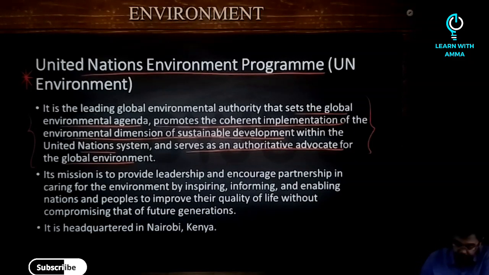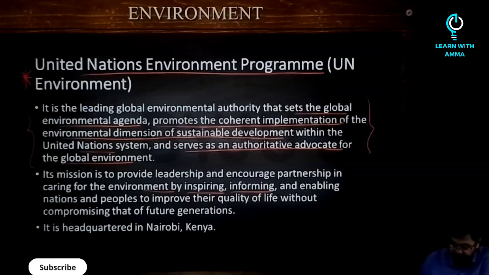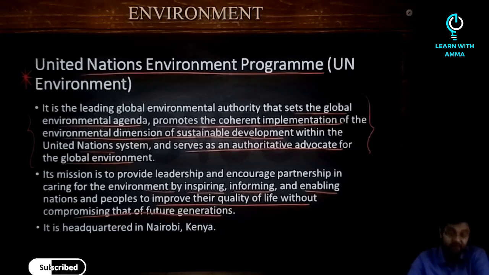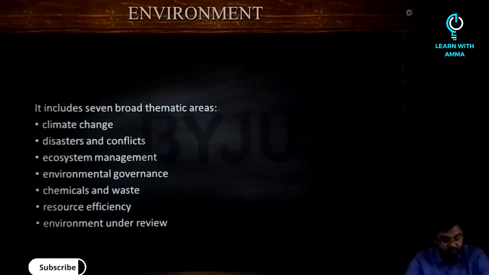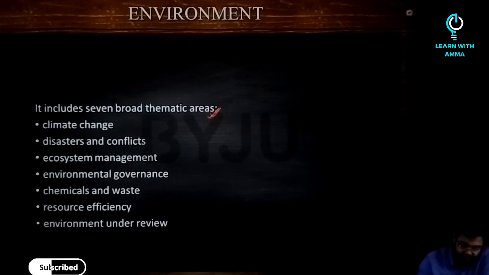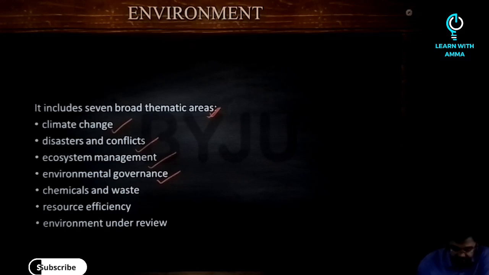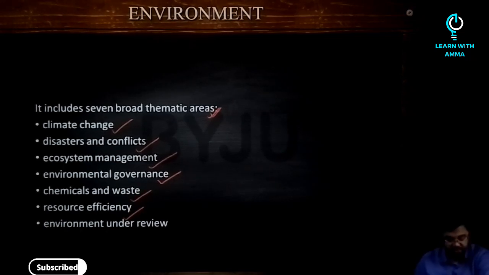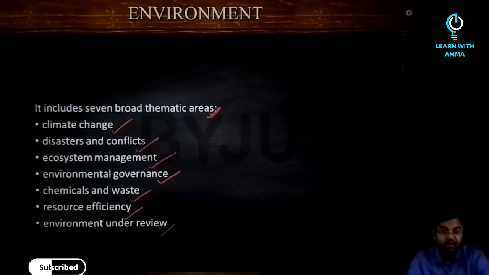Its mission is to provide leadership and encourage partnership in caring for the environment by inspiring, informing and enabling the nations and people to improve their quality of life without compromising that of the future generations. So, if you look at this, there are 7 broad thematic areas under which it functions. They are climate change, disasters, ecosystem management, environmental governance, chemicals and waste, resource efficiency, and environment under review.